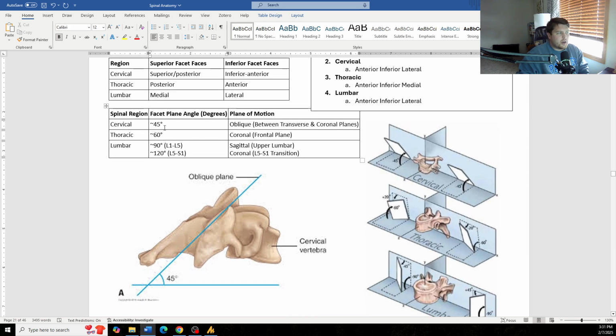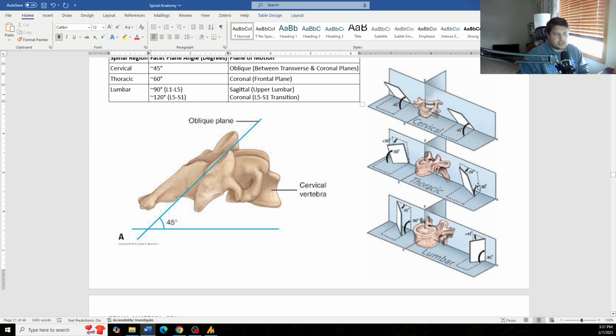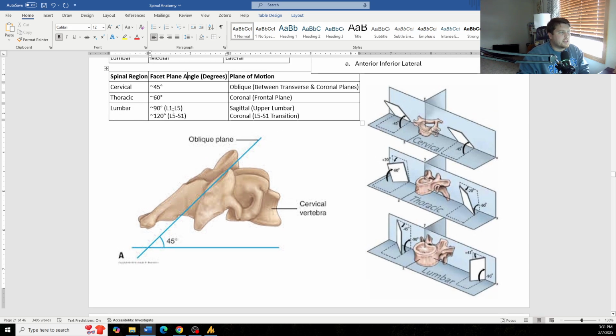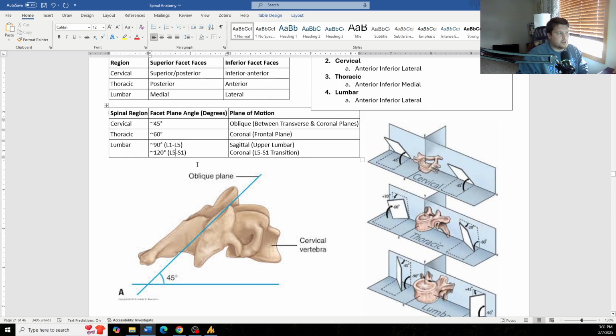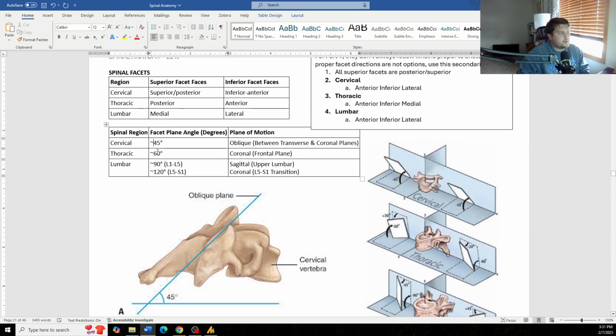So cervical spine is about 45 degrees. Thoracic spine, they're angled at a 60-degree angle. Then the lumbar spine, they are at a 90-degree angle for the majority of them. L5-S1, that sort of transition, is also a little bit funky. It's actually at 120 degrees instead of 90. So that was a little bit different. We want to make sure that we know these numbers as well as the plane.